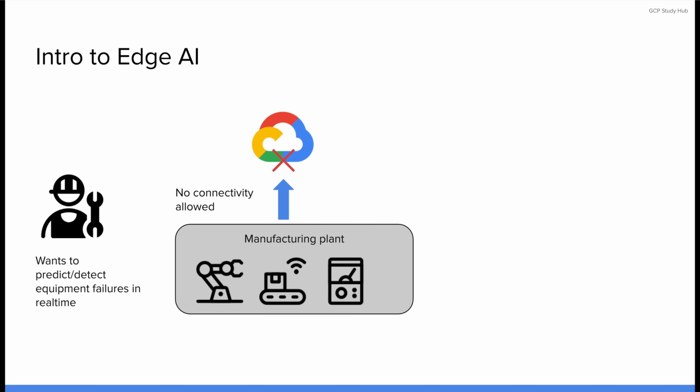But the problem is that the plant has no connectivity to the cloud. Data cannot leave the facility. So sending data up to GCP for inference is not an option. How do you solve this?